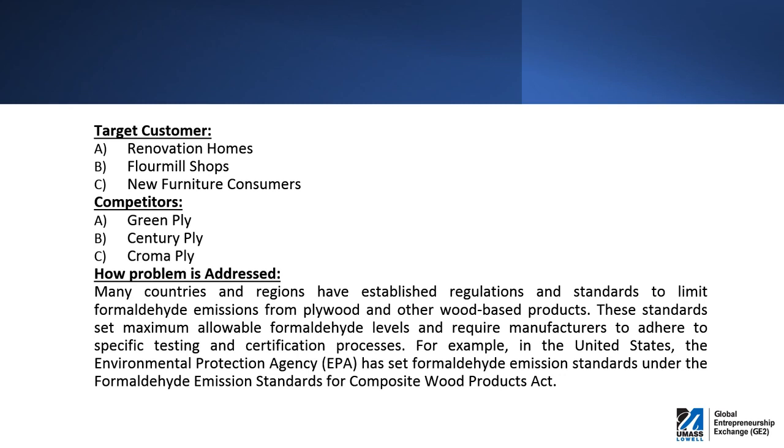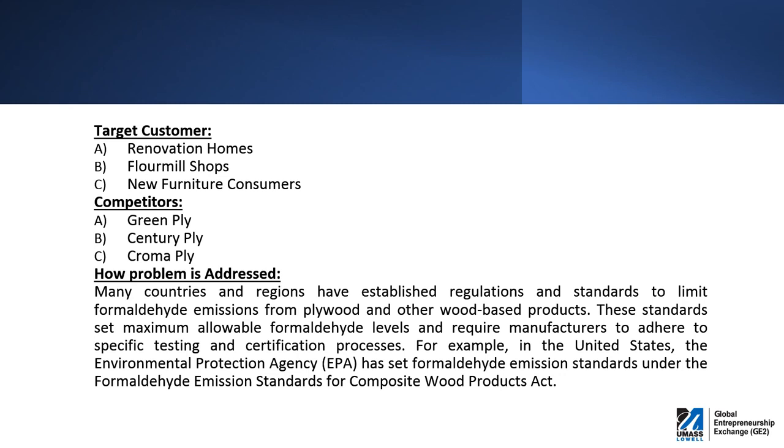And new furniture customers are obviously those who want to prepare furniture. They are using plywood, and they generally use waterproof plywood of 710 grade and 303 grade. Who are the competitors? The competitors are Green Ply, Century Ply, and Chroma Ply. Century Ply has 60% of the market, and Green Ply has 28%. Chroma Plywood is one of the biggest brands in plywood in India.